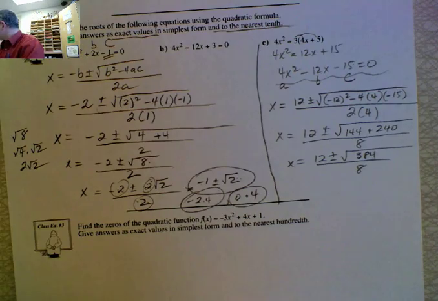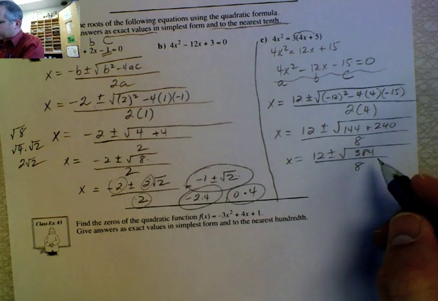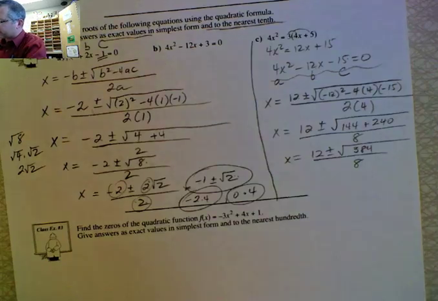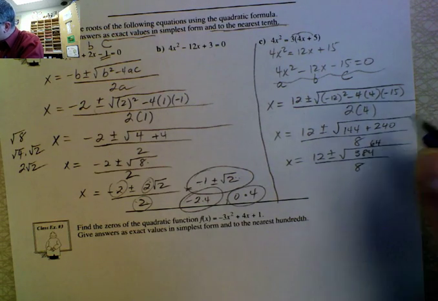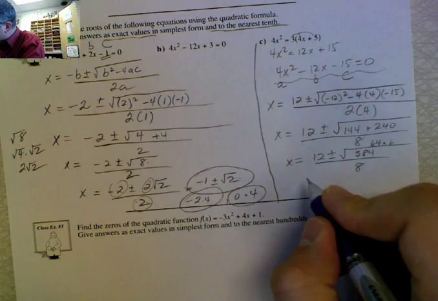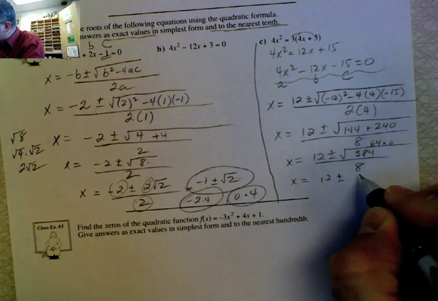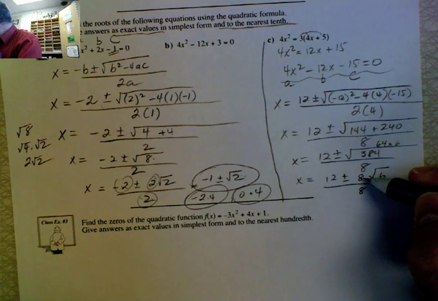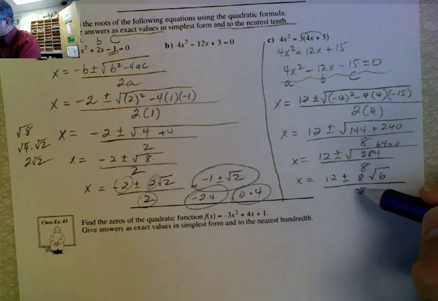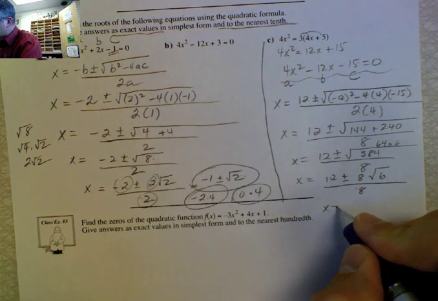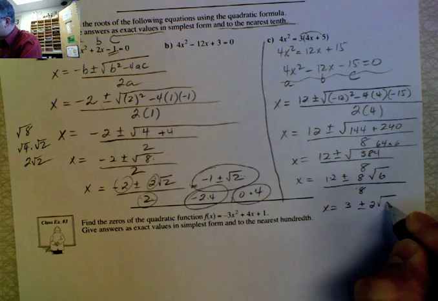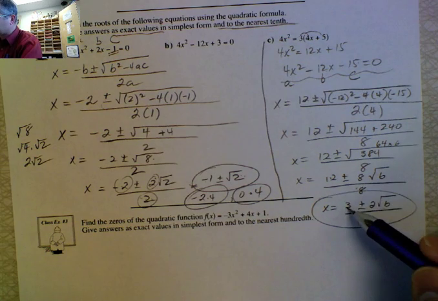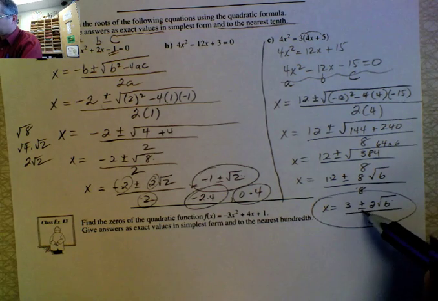the square root of 384 all over 8. Now, if I look at 384, I have to find a perfect square that divides evenly into 384. Well, it happens to be 64 and 6. So this ends up being 64 times 6, which works out to be 12 plus or minus the square root of 64 is 8, root 6, all over 8. Now, if we simplify this, we can actually divide all of these things by 4, the 12, the 8, and the 8. If I divide them by 4, I get 3 plus or minus 2 root 6 all over 2. And there are my two x-intercepts using quadratic formula. One of them is 3 plus 2 root 6 over 2. The other is 3 minus 2 root 6 over 2.